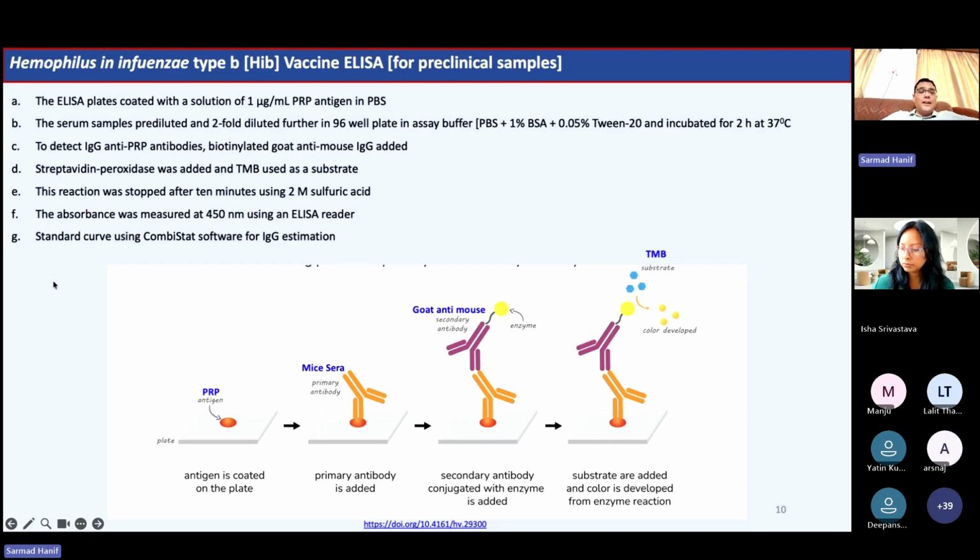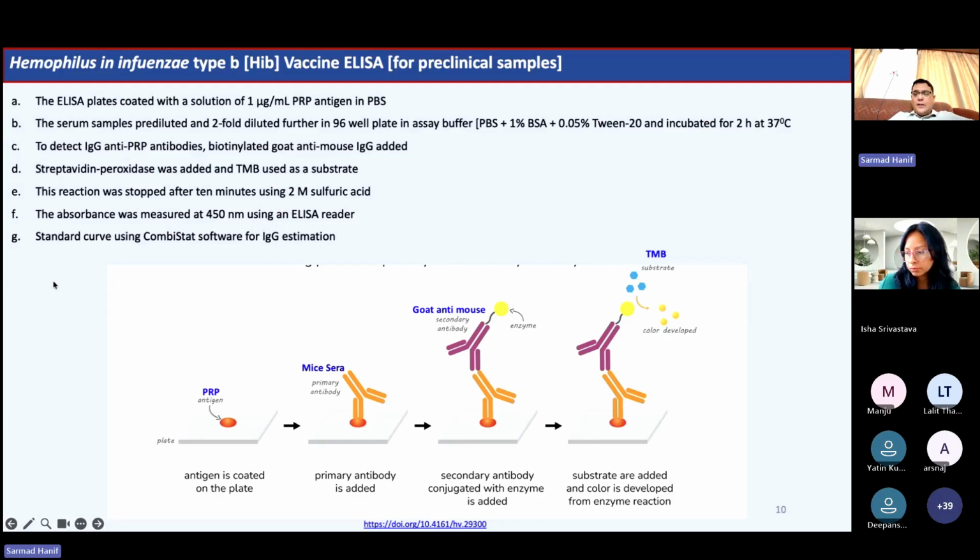CombiStat software is quite a recognized software from Europe, I think European Quality Health, I'm sorry, EDQM, European Directorate of Quality Medicines and Health. It's a recognized software which is generally well recognized for the estimation of IgGs in EU, that is ELISA units per ml, for Hib or for Neisseria meningitis or for Streptococcus pneumoniae conjugate vaccines. This is for IgG estimation.